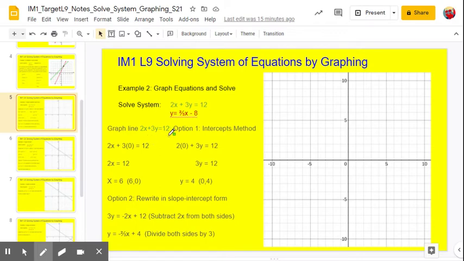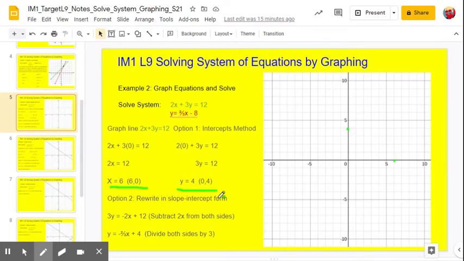So if I want to use the intercept method, we substitute 0 for y, we solve for x, and we get x is 6, so that's the point (6, 0). So I plot that point there. For the y-intercept, we substitute 0 in for x, we solve for y, and we end up getting y equals 4, so that point is (0, 4). So there's that point. We have enough information, we take our straight edge and graph the line.